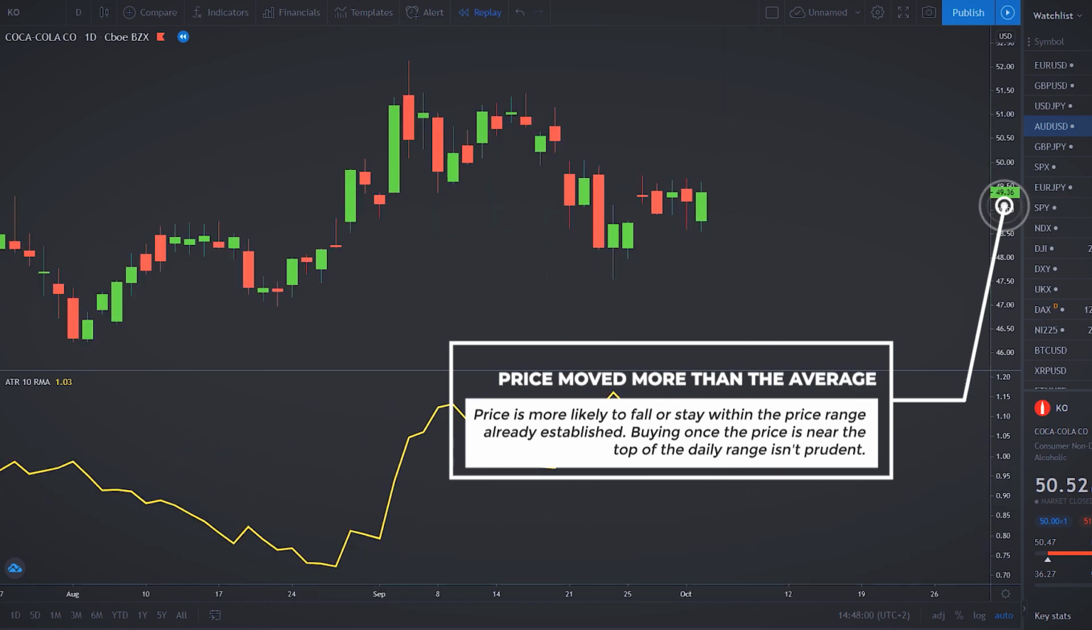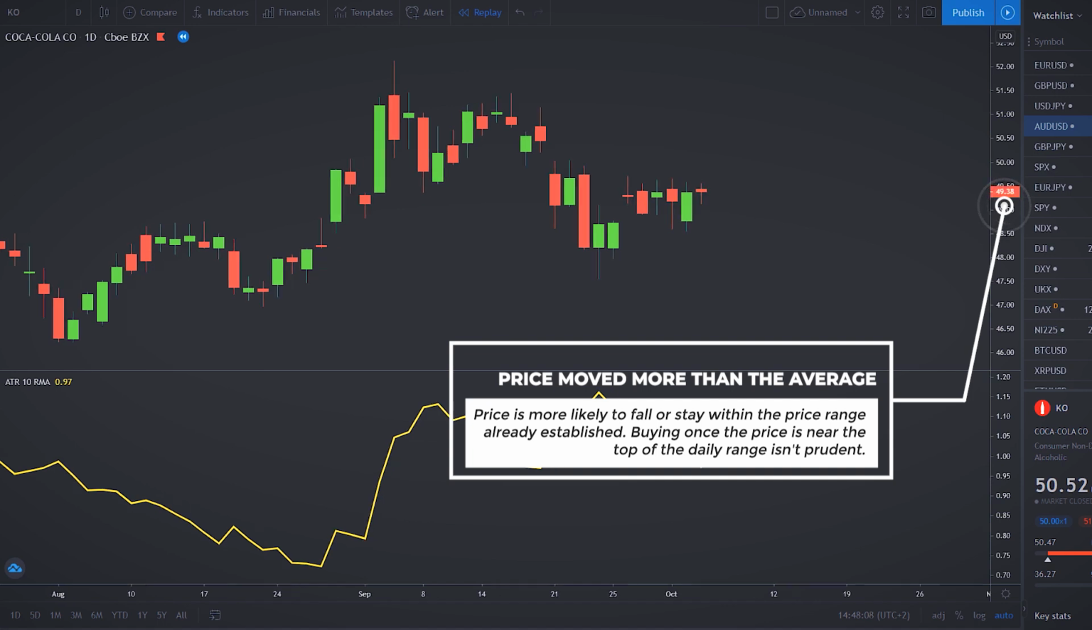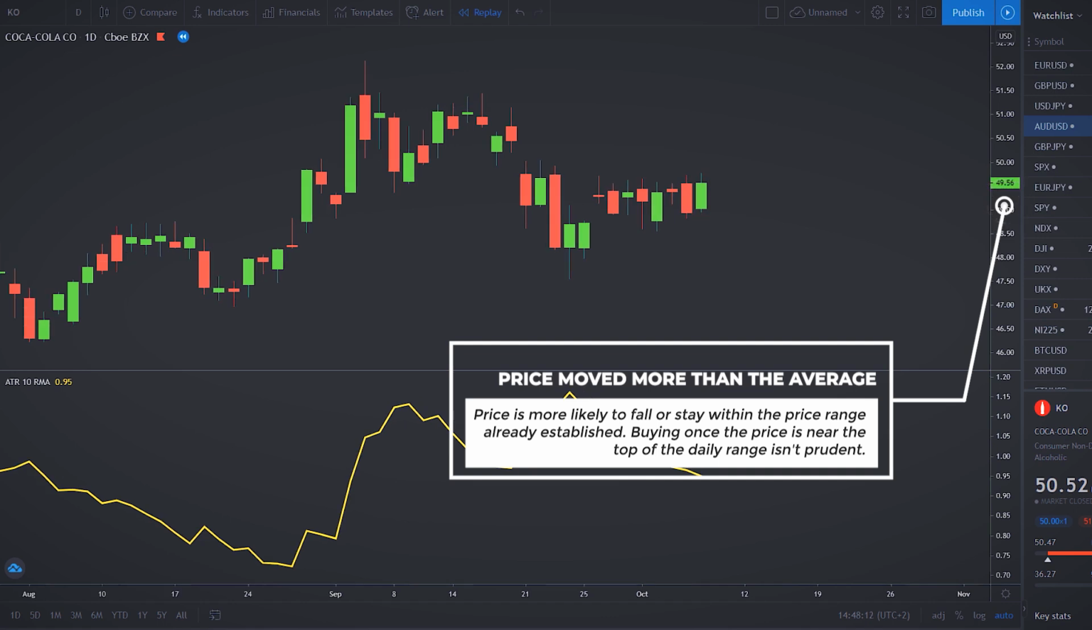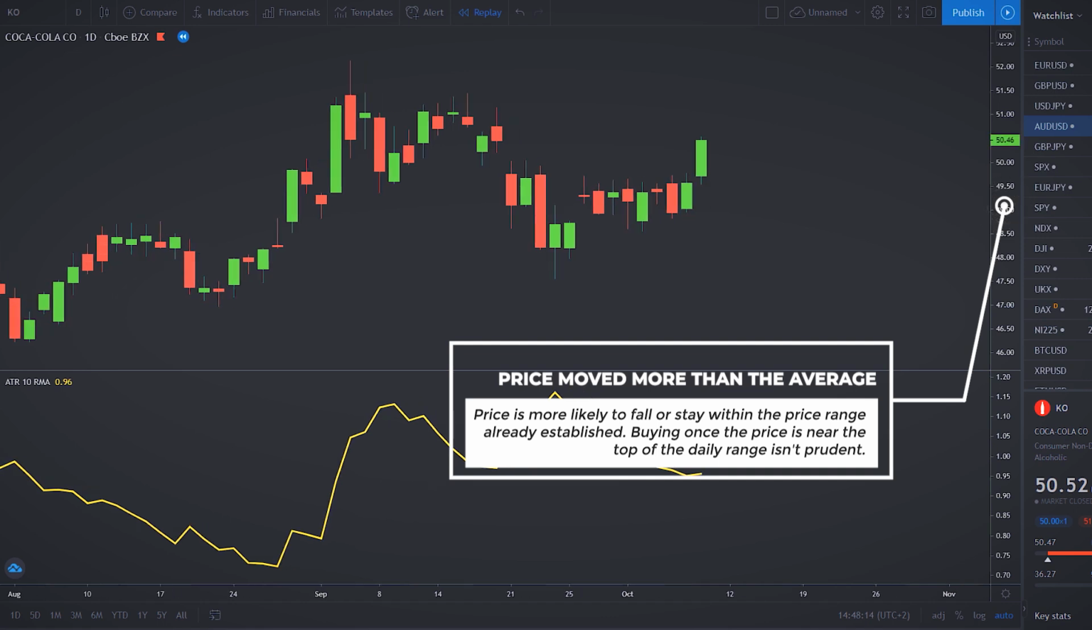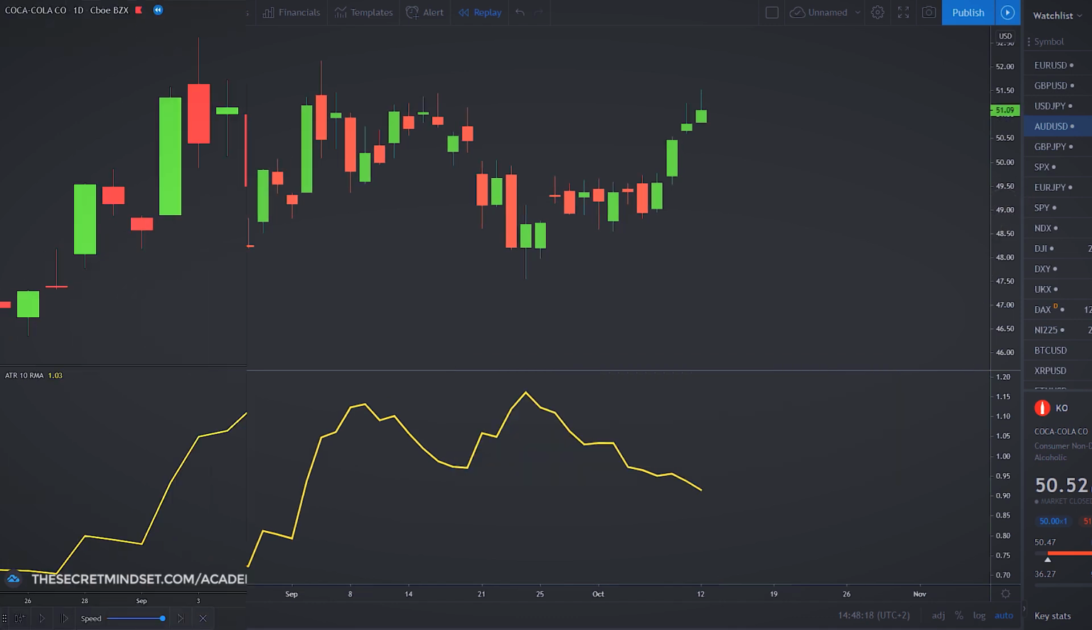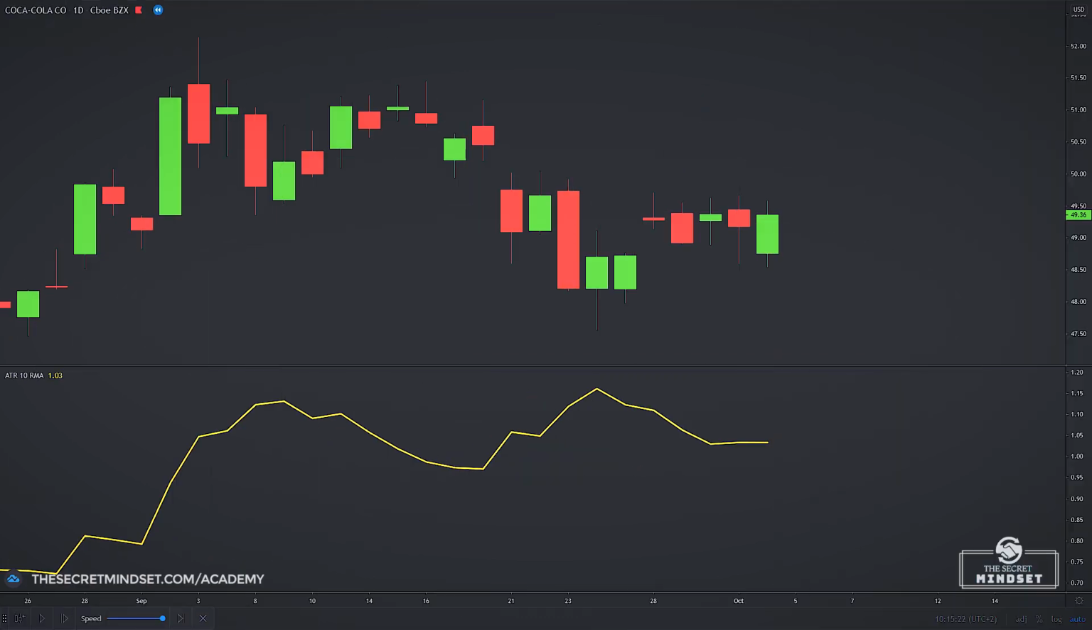Since the price is already up substantially and has moved more than the average, the price is more likely to fall and stay within the price range already established. While buying once the price is near the top of the daily range isn't prudent, shorting is probably a good option, assuming a valid sell signal occurs.